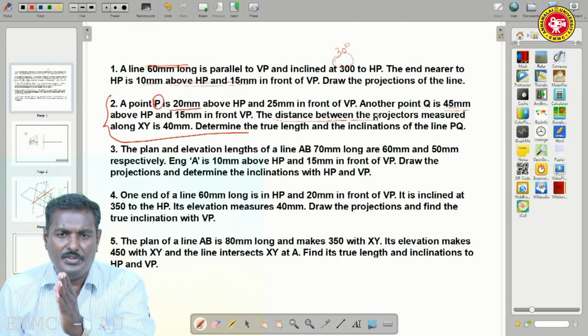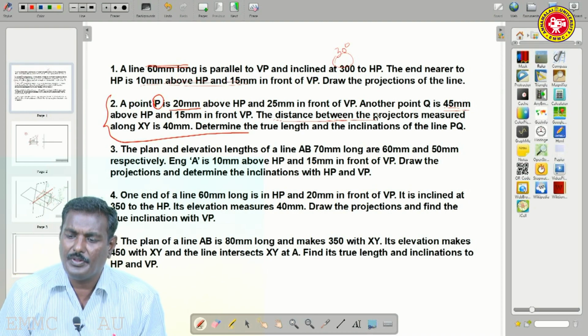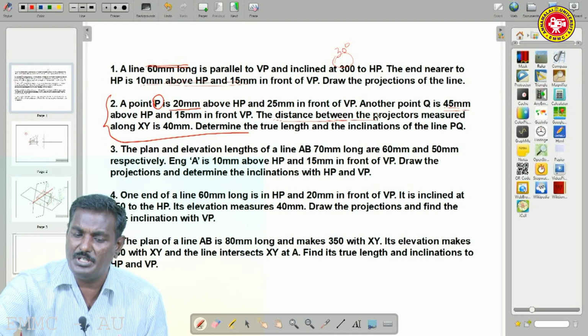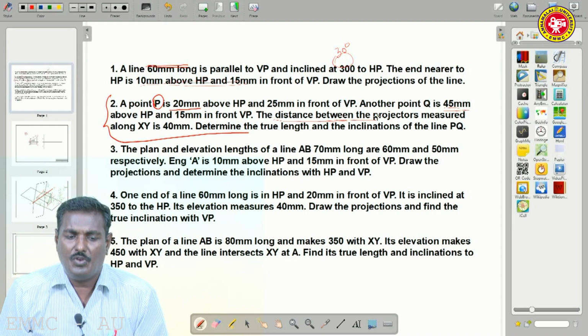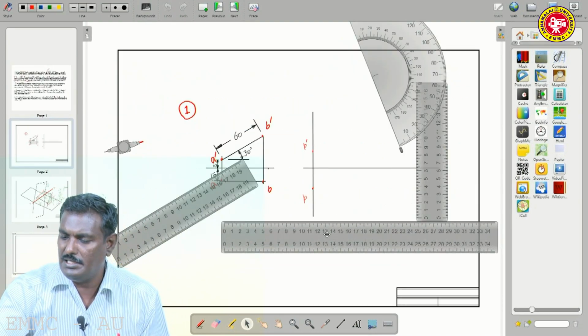So, one projector we have drawn. What about the other projector? The distance between the projectors measured along XY is 40 mm. So, we have to take this horizontal scale.